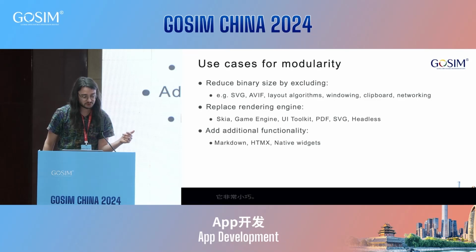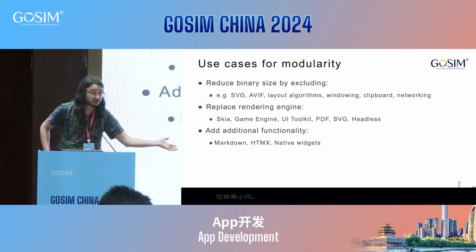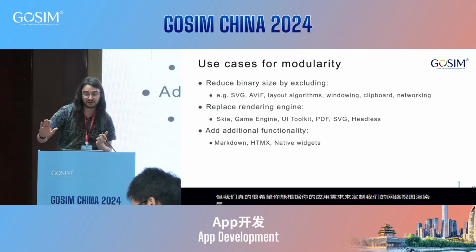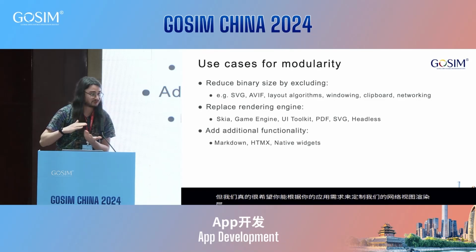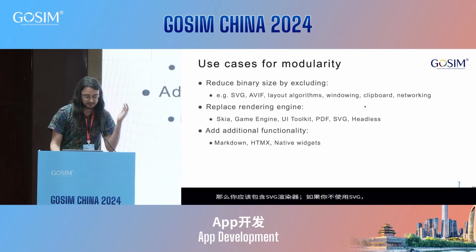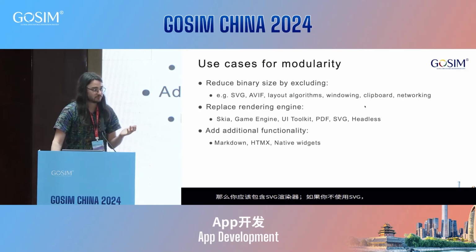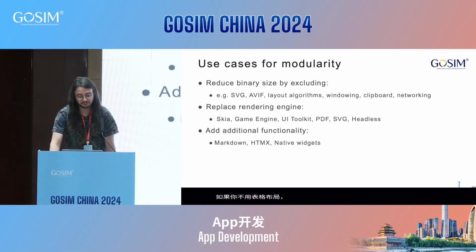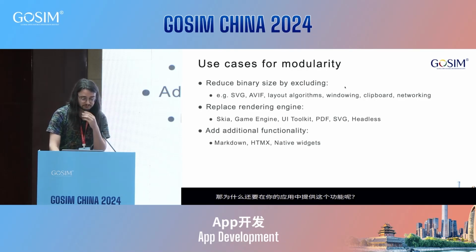So if you render SVGs, then you should include the SVG renderer. But if you're not using SVGs, then you should be able to cut that out. If you're not using table layout, then why should you ship that in your app? Image formats. We support probably 12, 15, 20 image formats, but probably you're only using 2 or 3. So you should only ship the image formats that you need, etc.